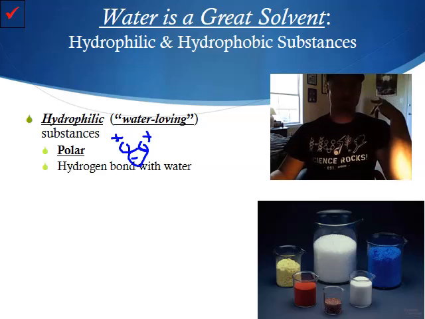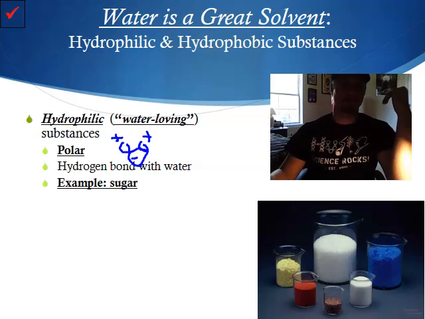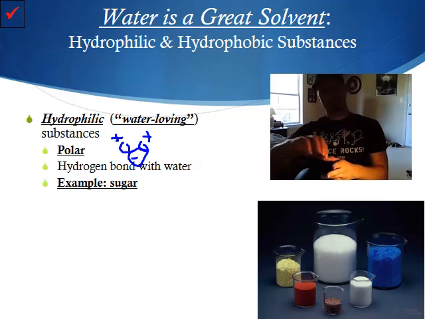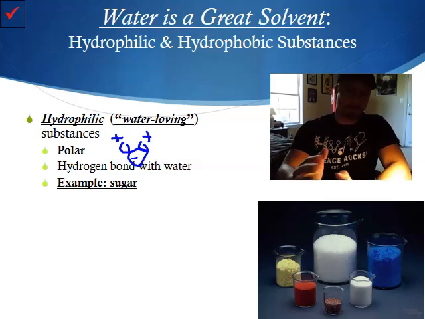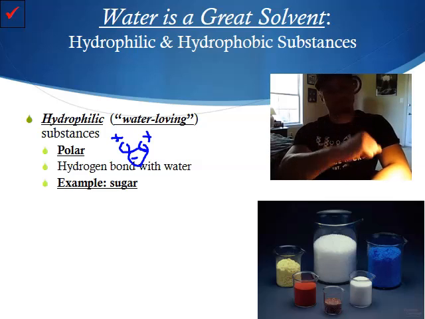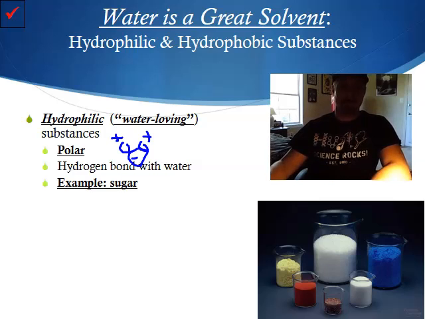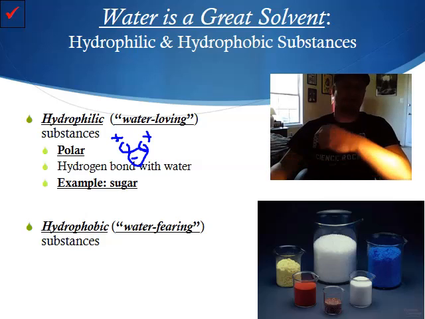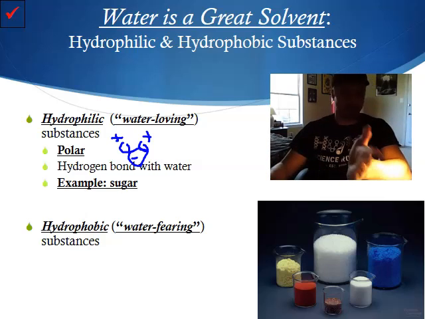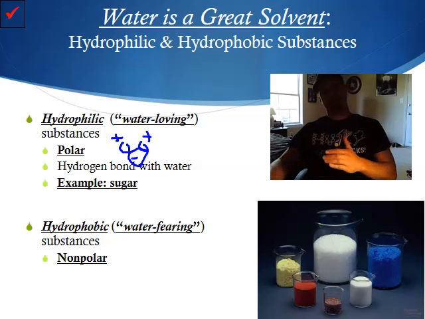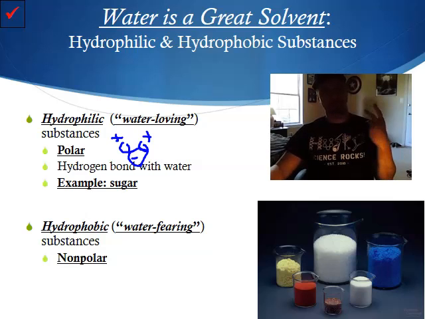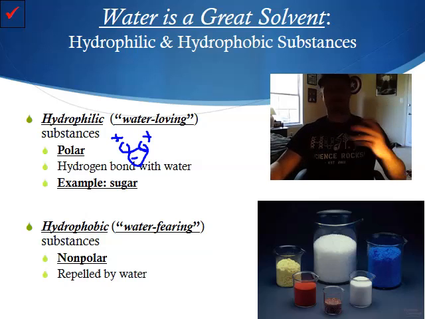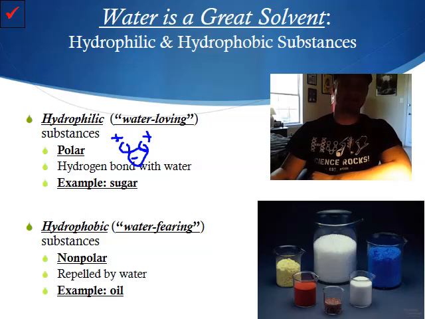So hydrogen bonds with water. An example would be sugar. If you go ahead and dump sugar into water, and you give it a little stir, what happens over time? That sugar is going to go ahead, bond with the free-floating hydrogen, and disappear. The other type is hydrophobic substances. Hydro meaning water, phobic meaning fearing. These are nonpolar, and it doesn't matter how much you mix them, the two will not combine. They are repelled by water. And an example of this would be oil.